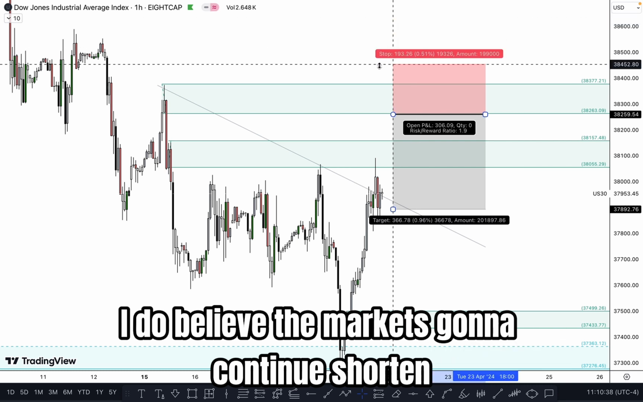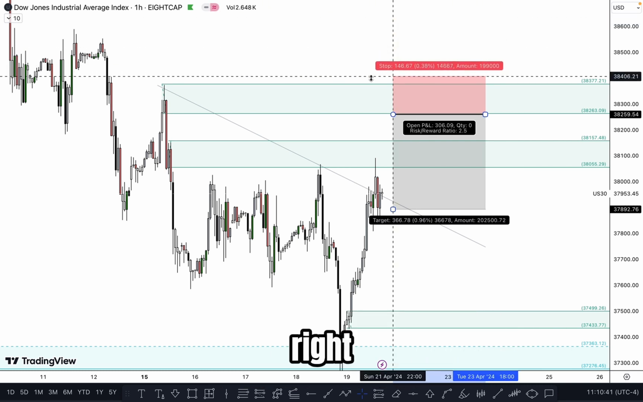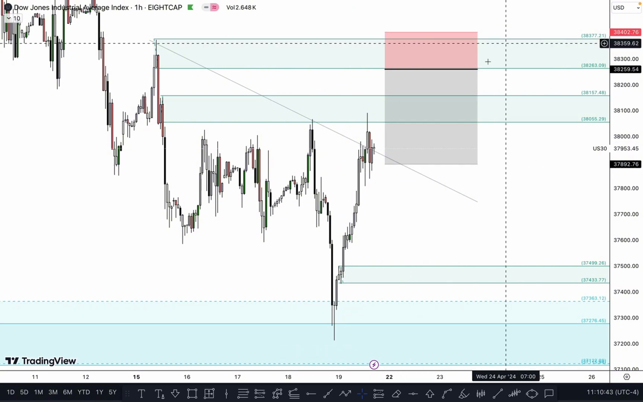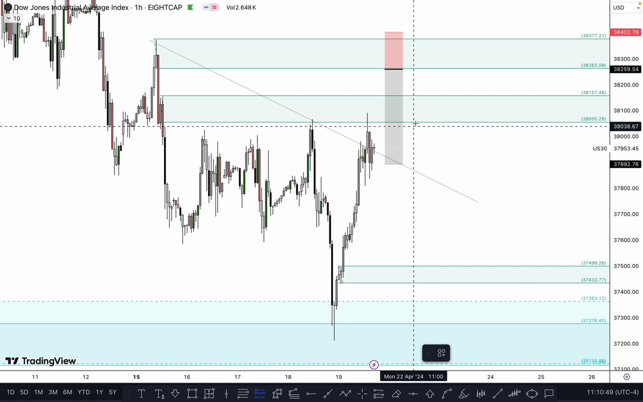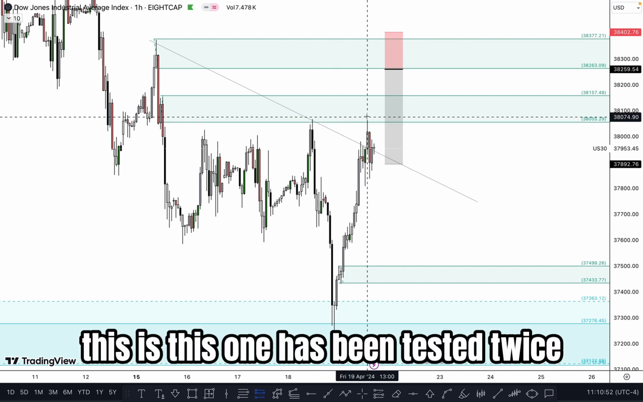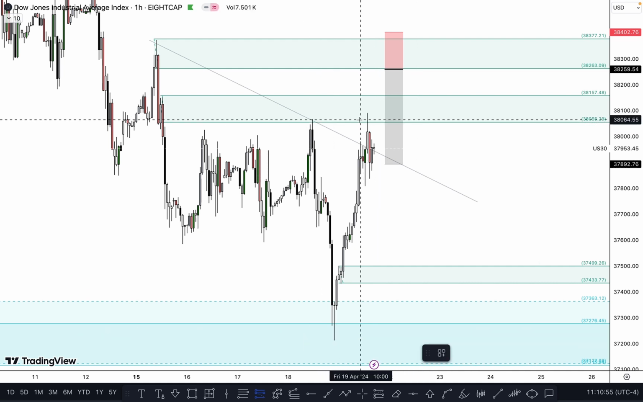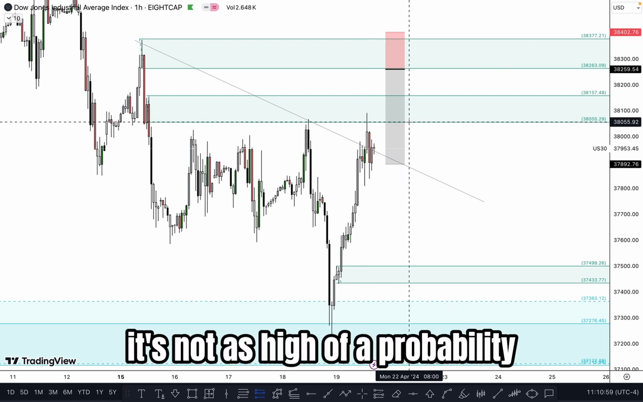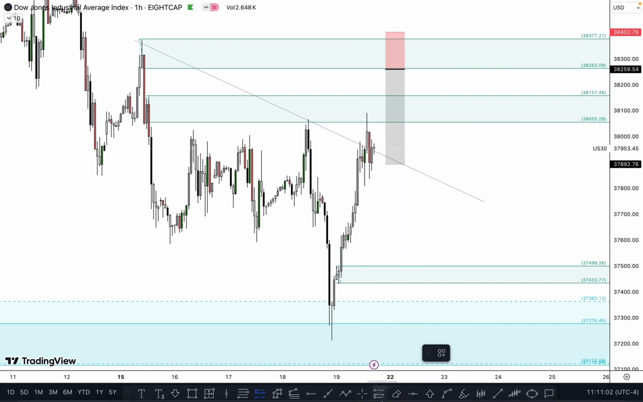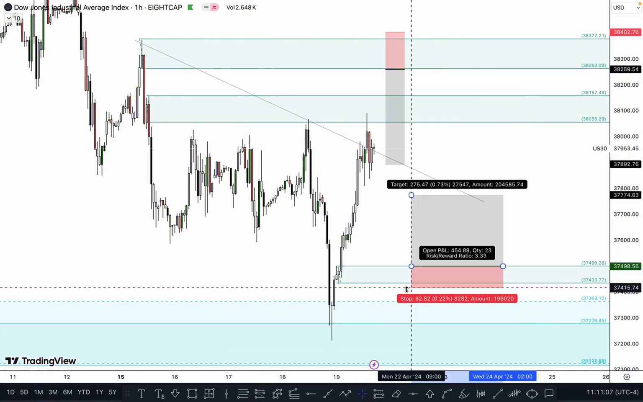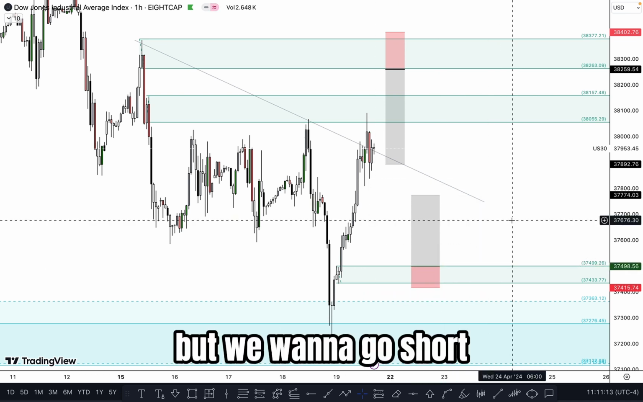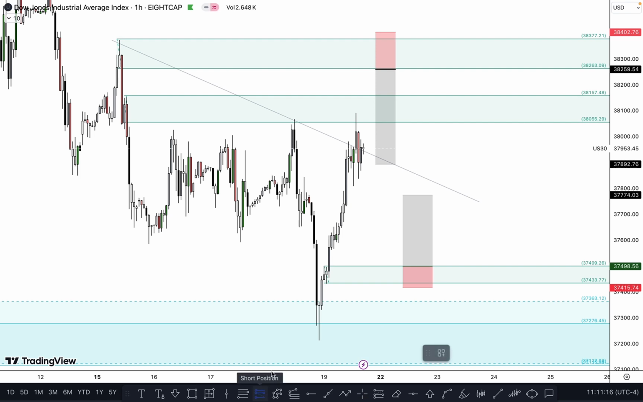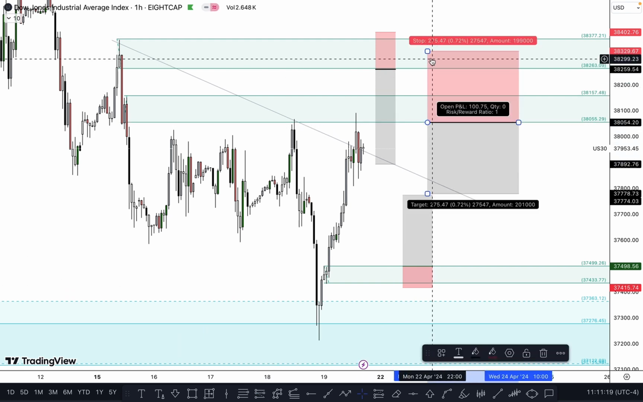I do believe the market is going to continue shorting, right? This would be a high probability area to short. This zone has been tested twice, so it's not as high of a probability. And if we had to consider longs, this would be a high probability area to go long. But we want to go short. This would be medium.